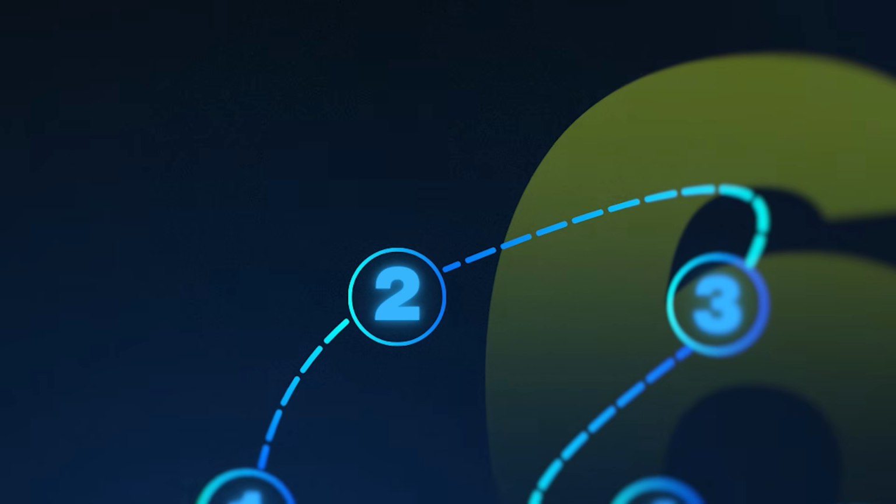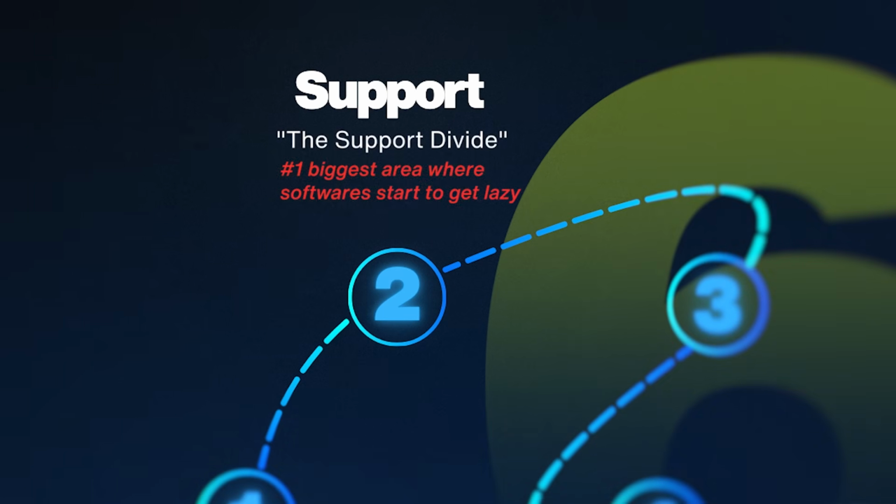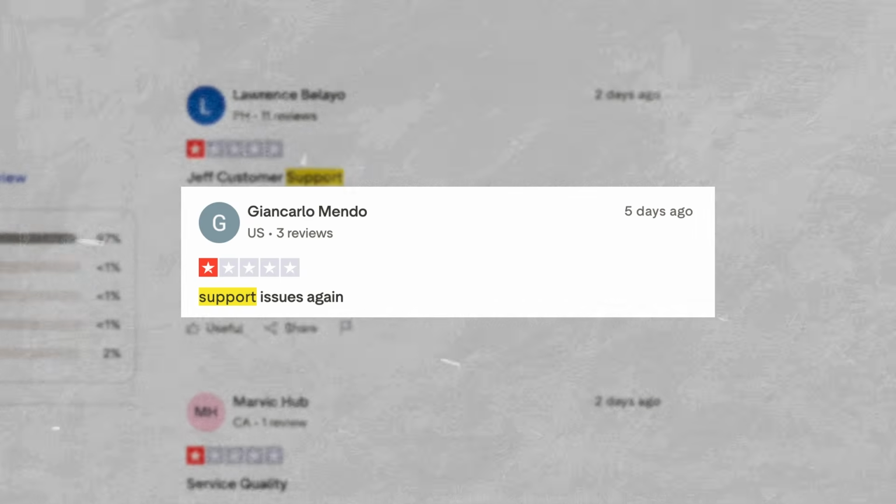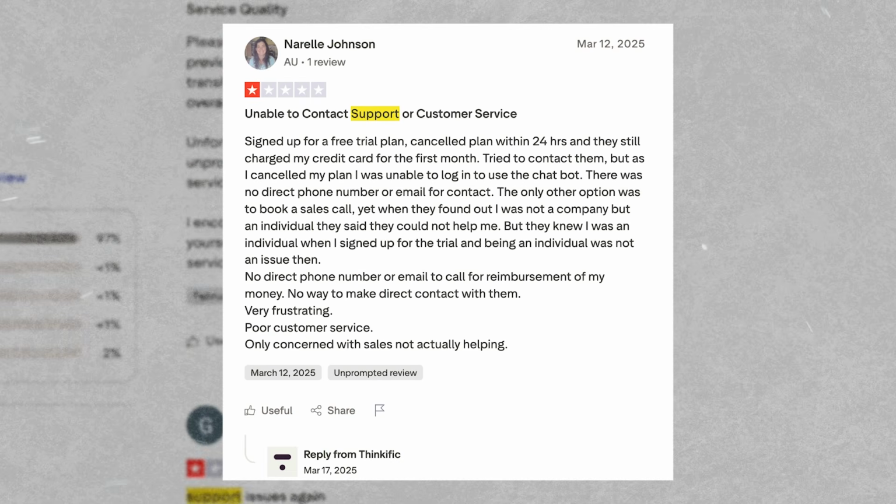With the advent of AI, I would argue that support is probably the number one biggest area where softwares are starting to really get lazy. And it shows. It's one of the most frustrating pain points I see across every one of my competitors that people are constantly complaining about.